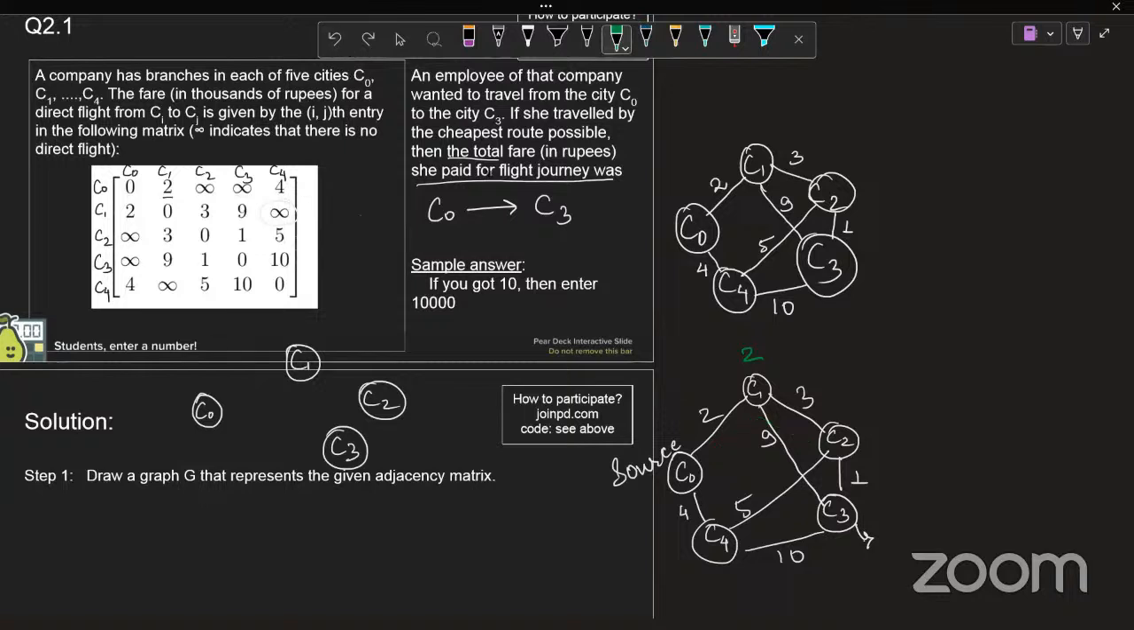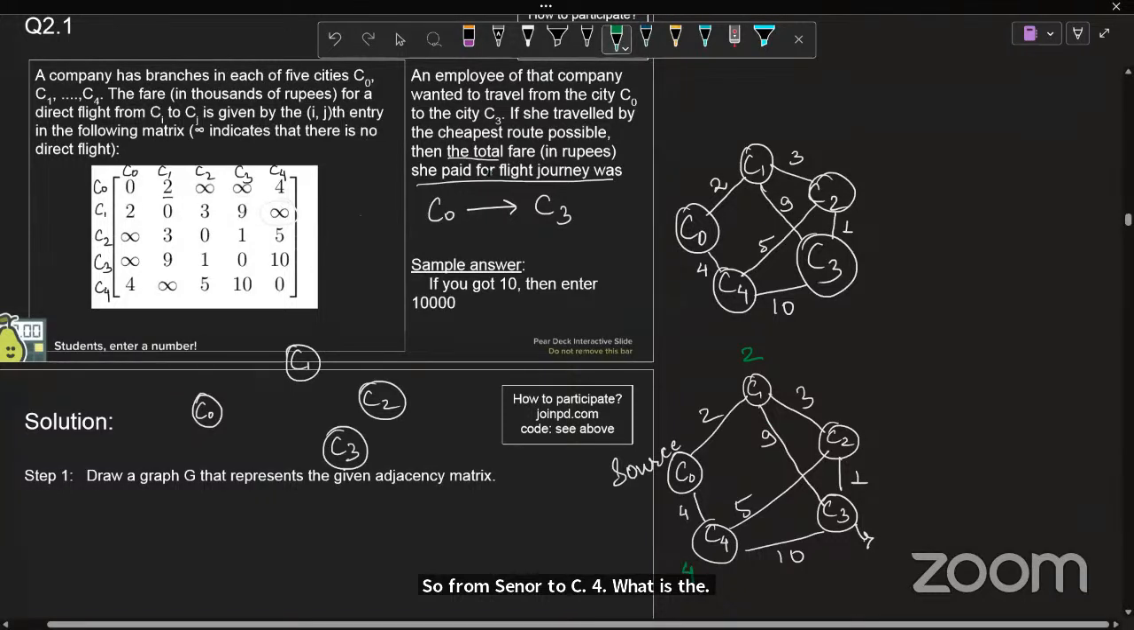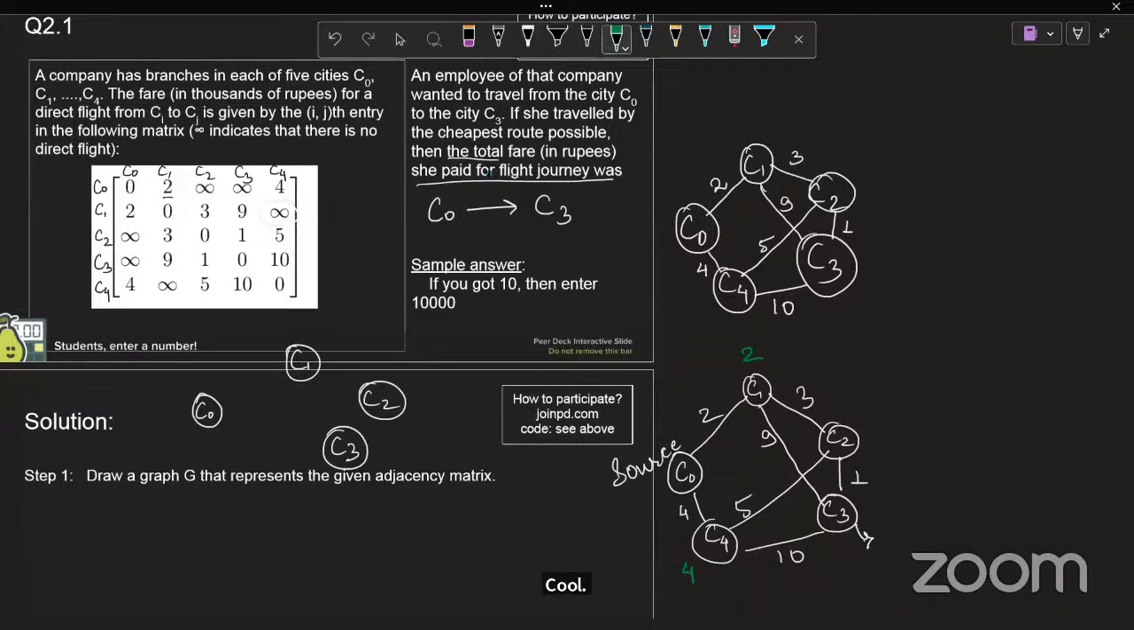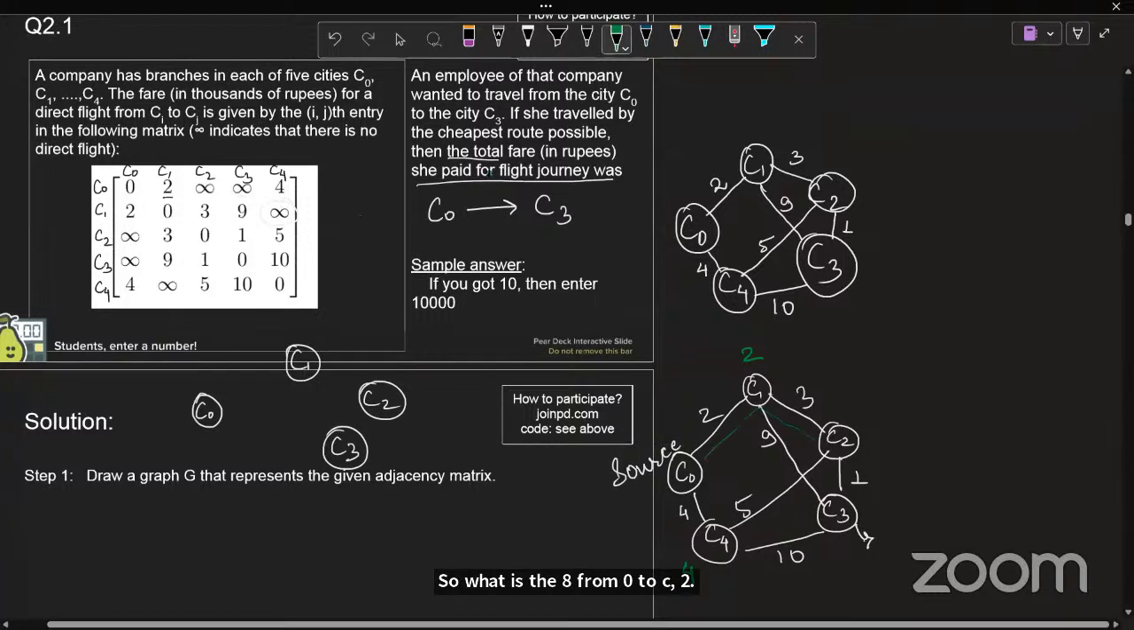Okay, let's check for C4 first. From C0 to C4, what is the weight? 4. From C0 to C2, are you able to find any edge? Yes, sir, we can use this way. The shortest path first will be 5, right? And what is from C2 to C3? It is 1. So 6, right? This is the minimum cost.